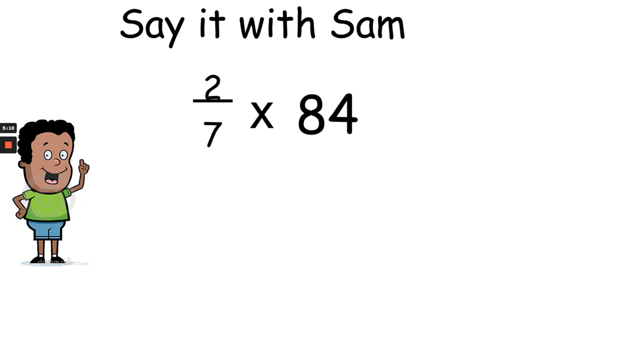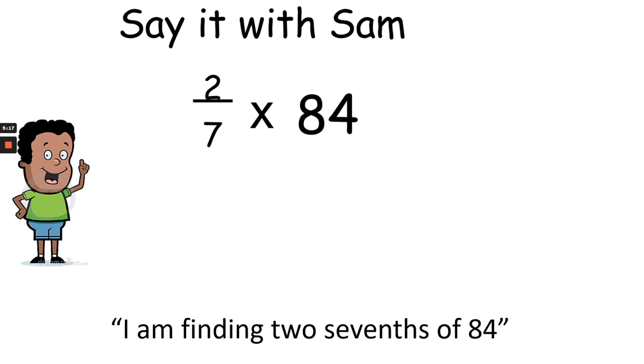All right, we're moving on to say it with Sam. Sam is multiplying 2/7 by 84. Let's have a look. I am finding 2/7 of 84. Now you say it.